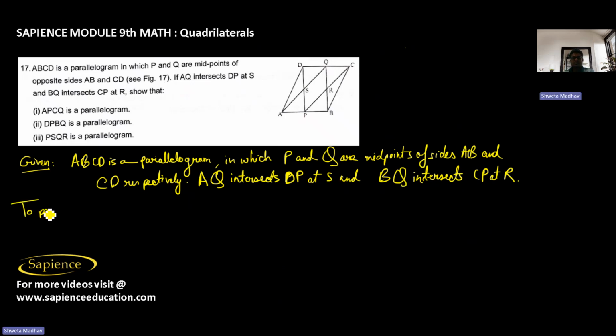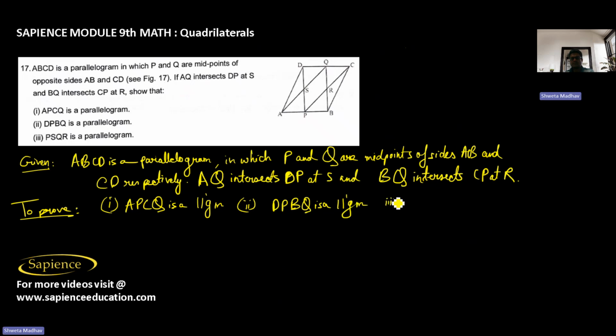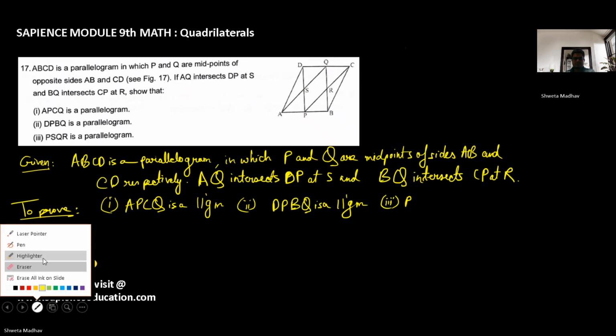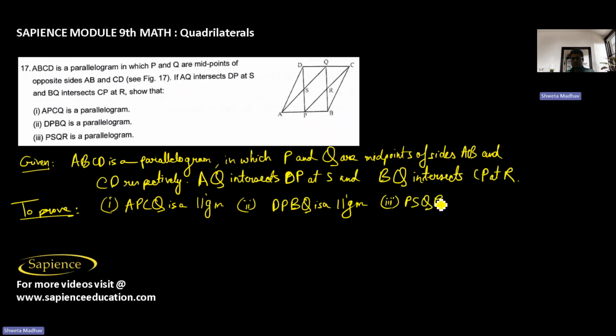So then we have to prove that. First, APCQ is a parallelogram. Second, DPBQ is a parallelogram. Third, SPRQ is a parallelogram.